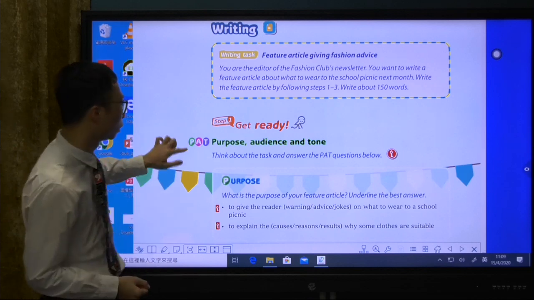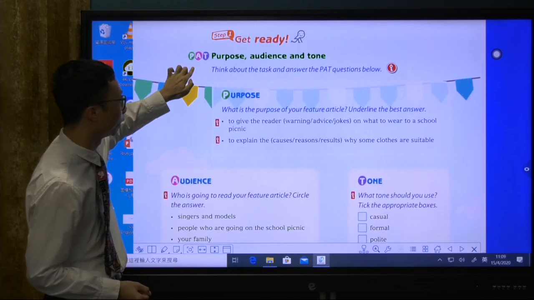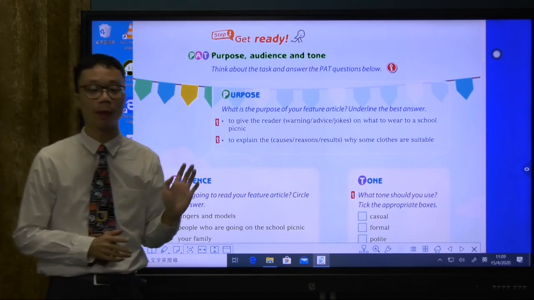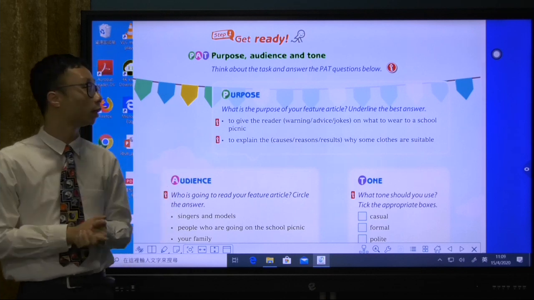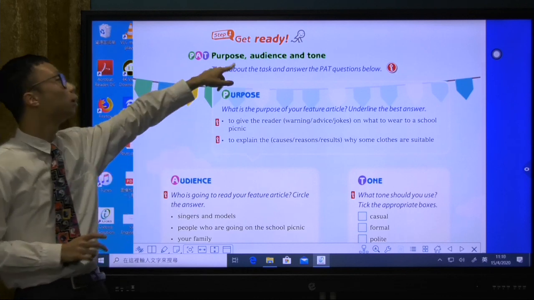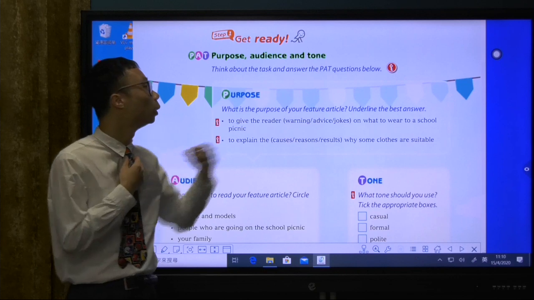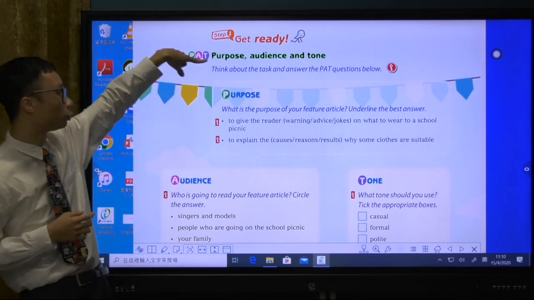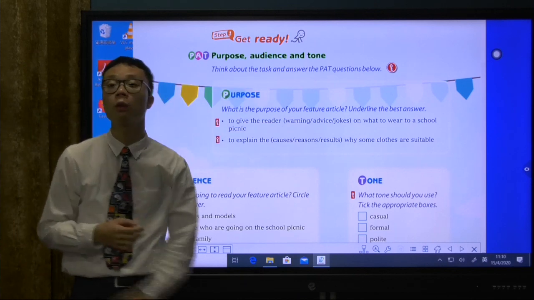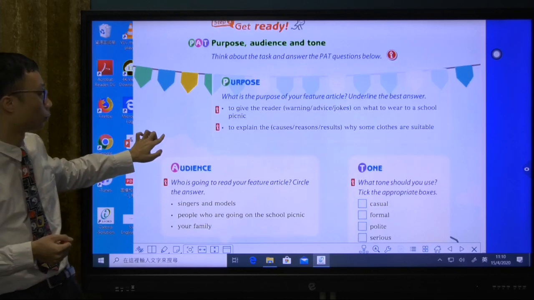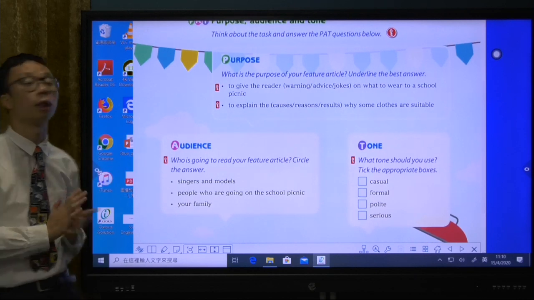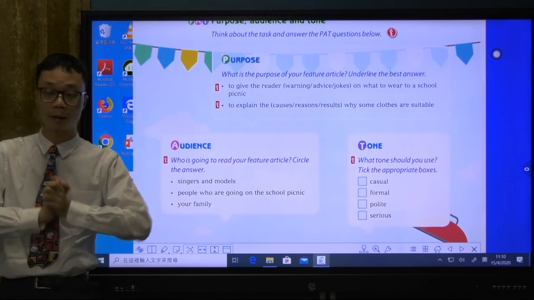All right, now we should get on to work on this one. Whenever we write an article, I think most of us are quite familiar with this by now, we need to figure out the PAT: purpose, audience, and tone. Purpose is 目的, audience is 你的讀者, and 語氣 is tone. These are the three important features that help you figure out how you're supposed to write this article.